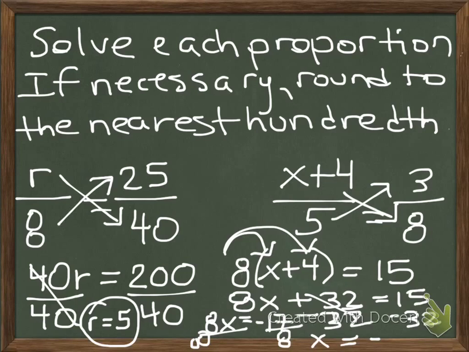It asks us to round, if necessary, to the nearest hundredth. So I get about negative 2.125. So the nearest hundredth would make that up to negative 2.13. And that would be my answer.